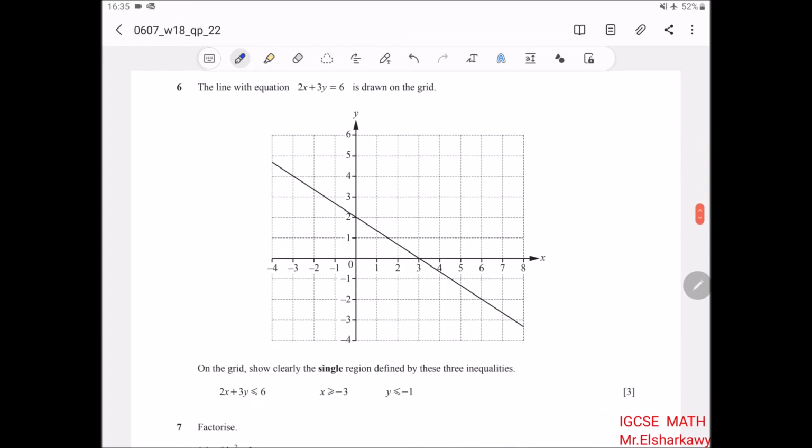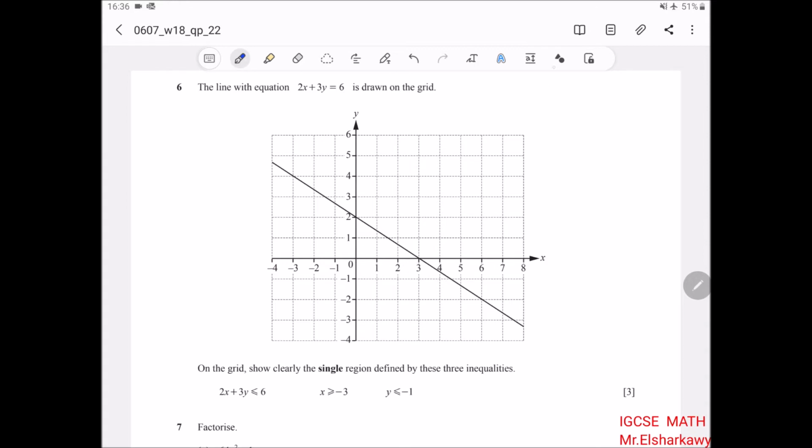Question 6. The line with the equation 2x plus 3y is equal to 6 is drawn on the grid. On the grid, show clearly the single region defined by these three inequalities: 2x plus 3y is less than or equal to 6, x is greater than or equal to minus 3, and y is less than or equal to minus 1. So we already have 2x plus 3y is equal to 6. We want the region below it, so we want the numbers below this line.